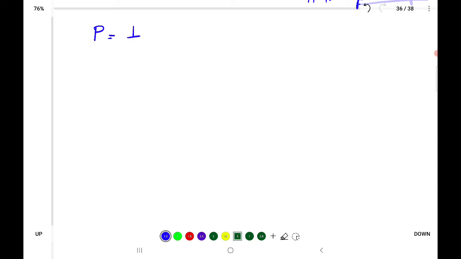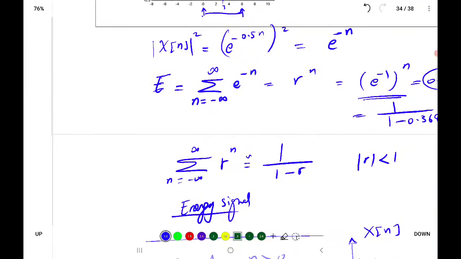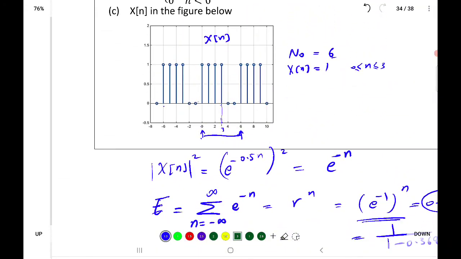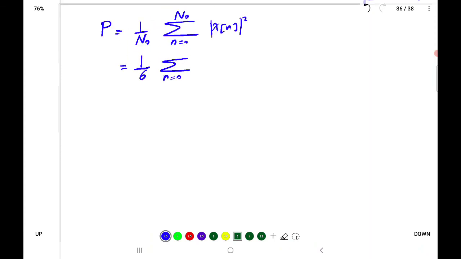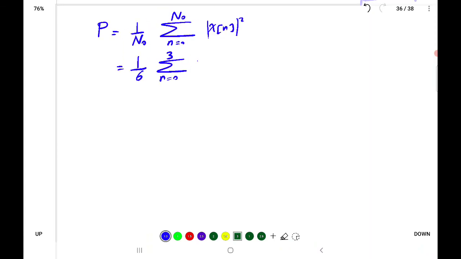Power is equal to 1 over N naught, the period, times the summation over one period, like from 0 to N naught, of the magnitude of x squared. We know that the period is equal to 6. It should go to 6, but I will show you the graph here. It's 0 after 3, so it's from 0 to 3, and the function is equal to 1. All right, so it'll be 1 over 6.